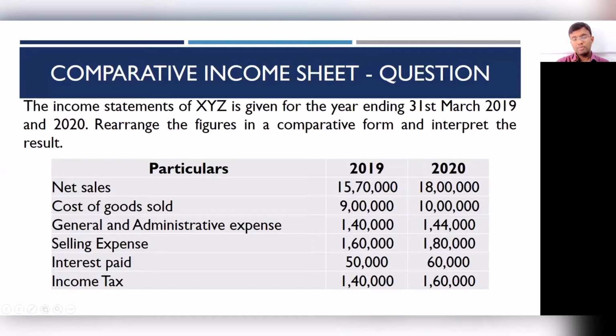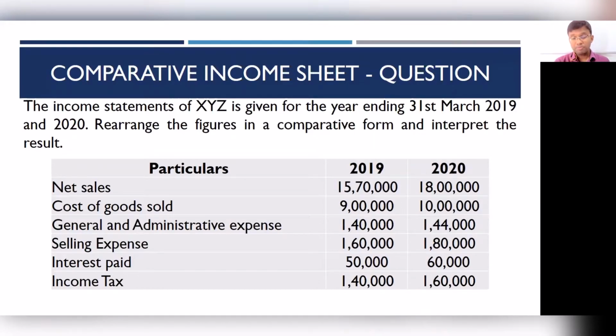In this section, we will be working out a numerical on comparative income statement, and the question goes like this. The income statements of XYZ is given for the years ending 31st March 2019 and 2020. Rearrange the figures in a comparative form and interpret the results. Here, what they have done is they have given us the information related to the income statement.